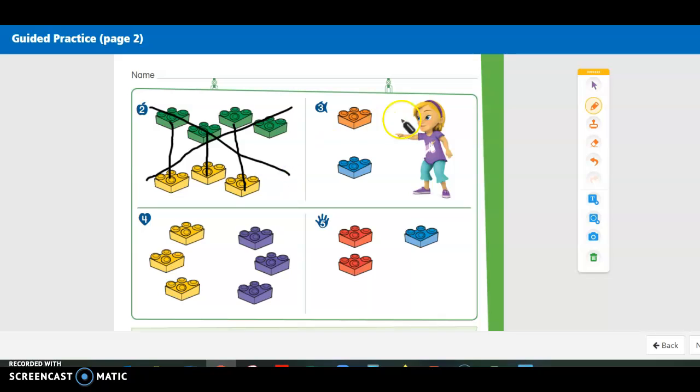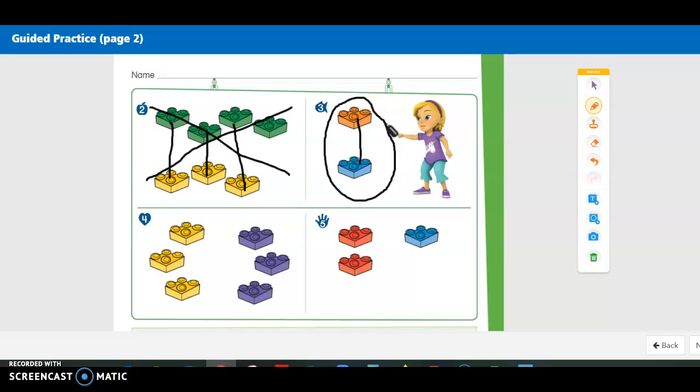All right, let's go to number 3. We're going to see if there's equal amounts of orange Legos and blue. Okay, so the first thing we need to do is match them up. We match them up. Does everybody have a match? They sure do. So we get to circle it because there's equal amounts. You guys are doing a great job.